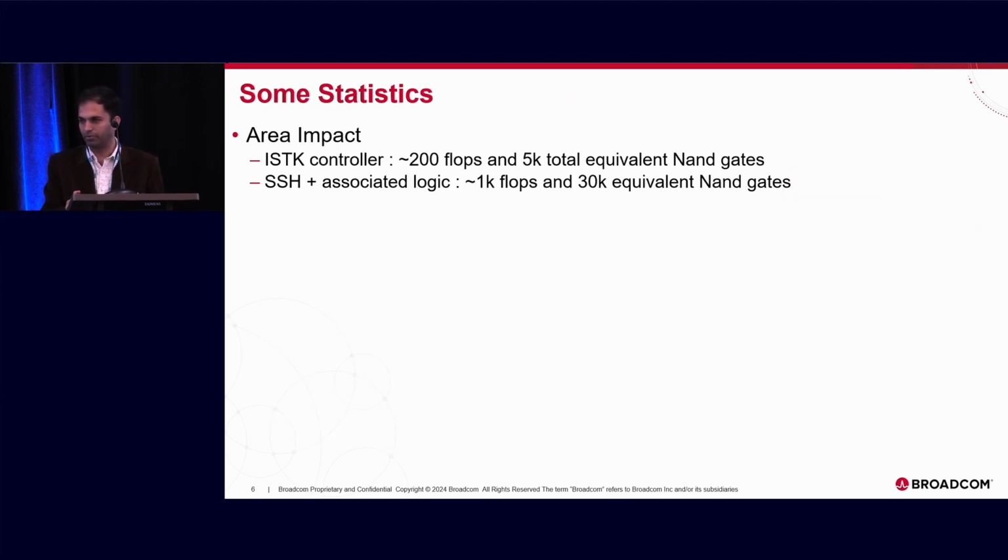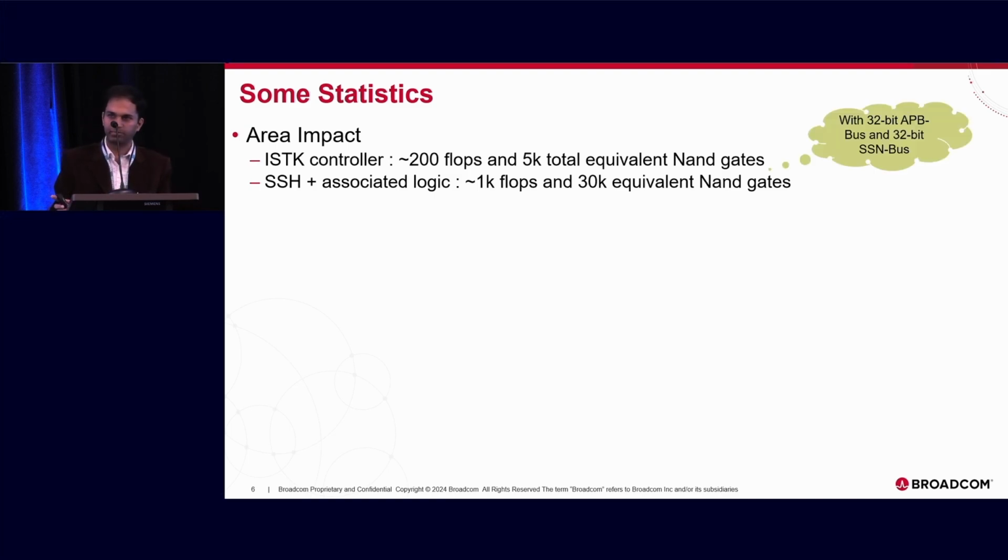From the area point of view, it's just a dot on the floor plan, really. It is less than 200 flops, and if you include all the combos, it's around 5K. So it's very, very small. And the other logic for the SSH, which we put for this particular purpose only, and all the data muxes and the IJTAG and programmability TDRs, was less than 1,000 flops and 30K equivalent NAND gates in 5 nanometer.